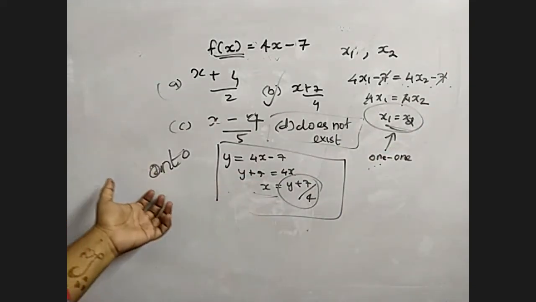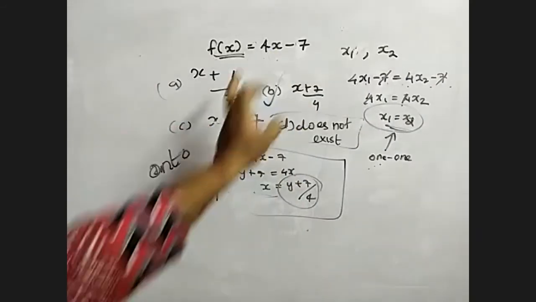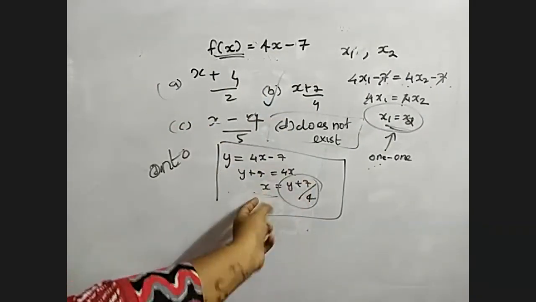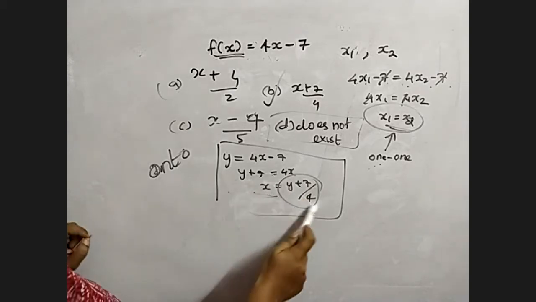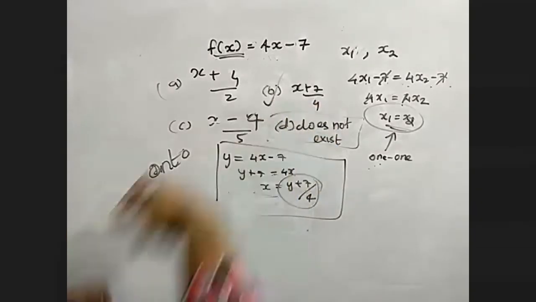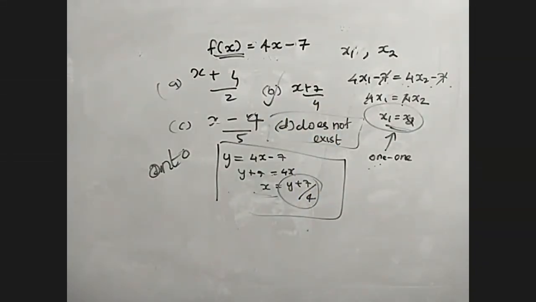And for checking onto, just put y is equal to 4x minus 7 and take x alone. So x is equal to (y plus 7) by 4. So this is onto. So this is 1 1 and onto, so it is invertible. And what is the inverse? Inverse is x is equal to (y plus 7) by 4. Understood, Umesh?